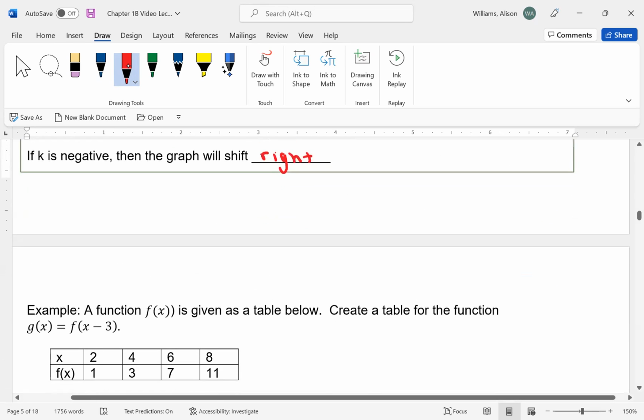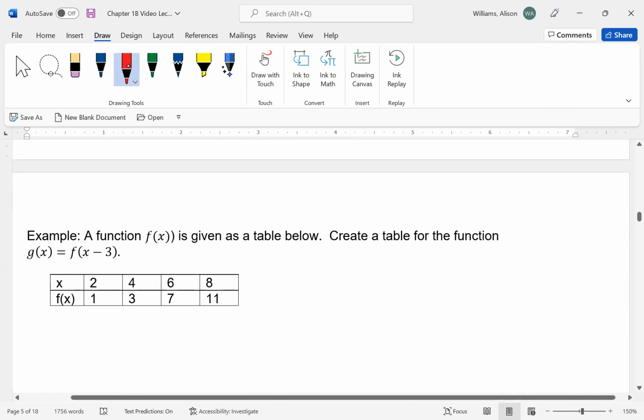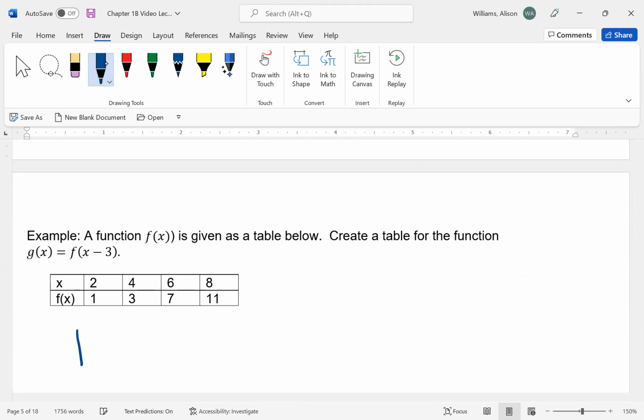All right. But this time we're defining g of x to be f of x minus 3. Okay, now that changes things a little bit. So this is going to affect the inputs instead. In fact, the outputs of g of x are going to be the same outputs. It is going to be 1, 3, 7, and 11. But the inputs are going to be affected by this minus 3. But it's not in the way you expect.